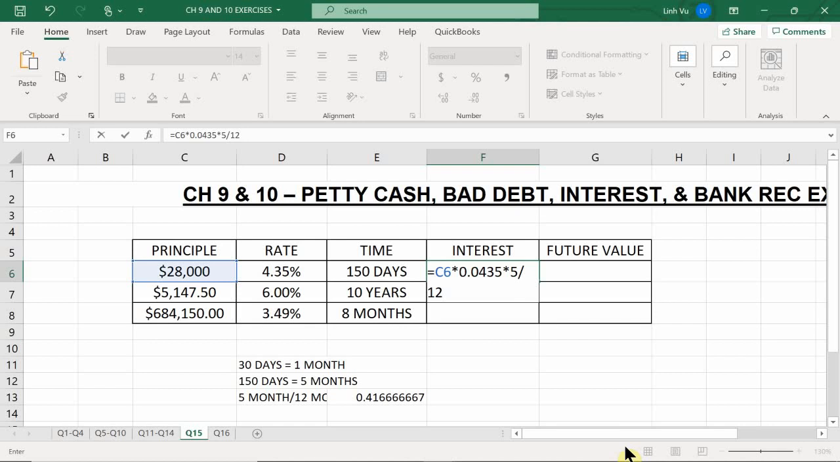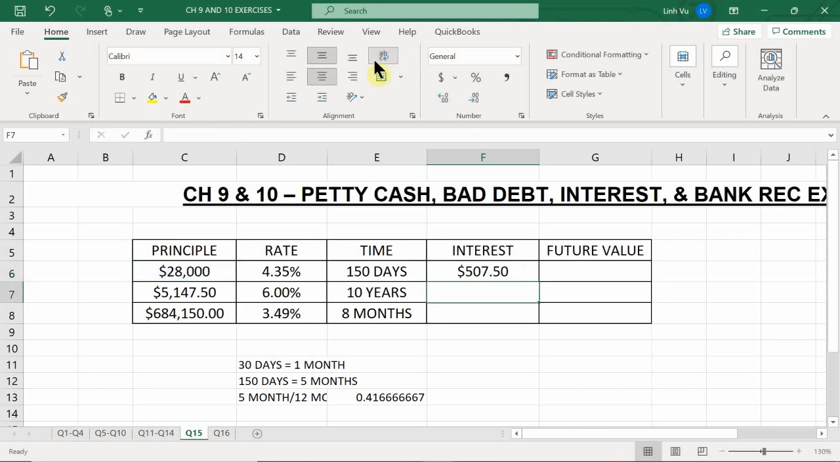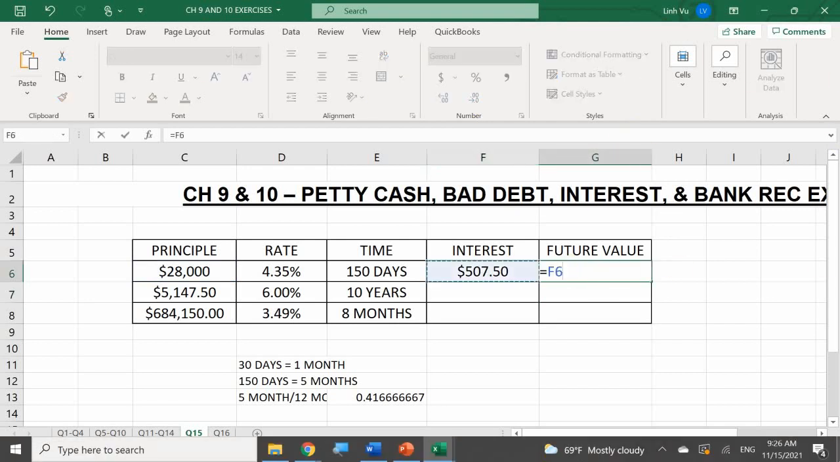Because if you plug in this decimal, you might be off by a few numbers. So in this case, what's my total interest I have to pay? Is it 500? $507.50. 507.50. Good. So then what is my future value going to be? 28,507.50.